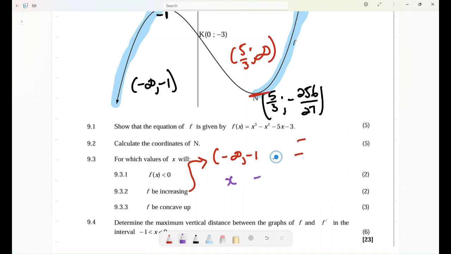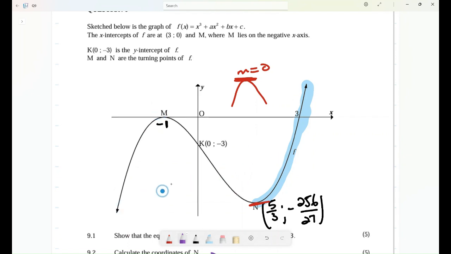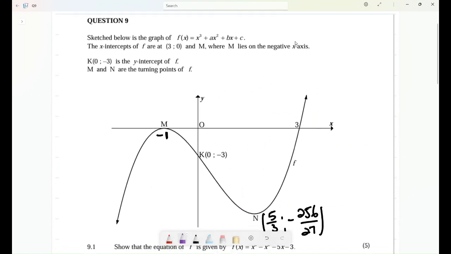All right. Now the last one, 9.3.3, says: determine the values of x for which f will be concave up. Now when they talk about concavity, what should come to your mind first? Your second derivative. You're going to derive your equation twice. Your second derivative should equal 0.